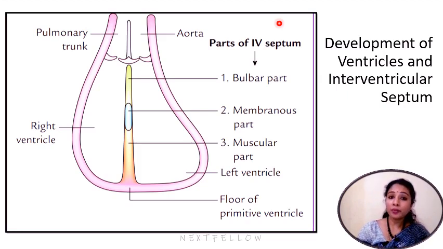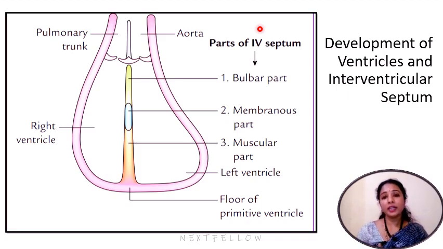So the gap between the upper edge of the muscular part of interventricular septum and lower end of the bulbar part of interventricular septum is filled by the proliferation of right side of AV cushions and the right and left bulbar ridges. Thus the membranous part is derived from three sources. Note down these three sources: the right bulbar ridge, that is the right conus swelling, the left bulbar ridge, that is the left conus swelling, and the inferior endocardial atrioventricular cushion.